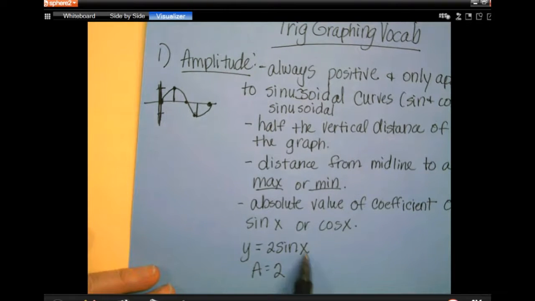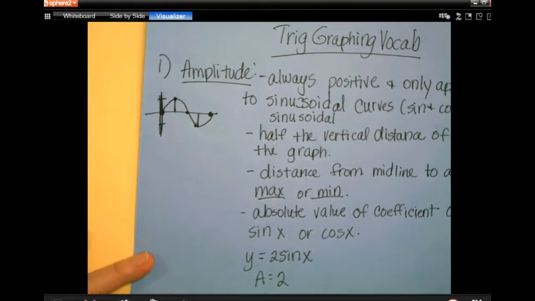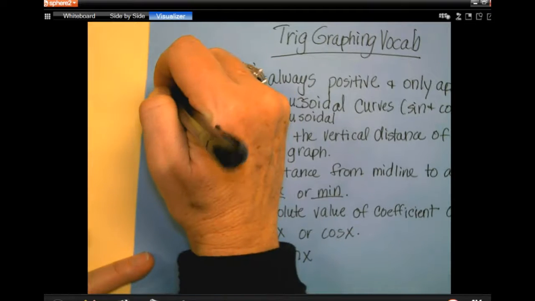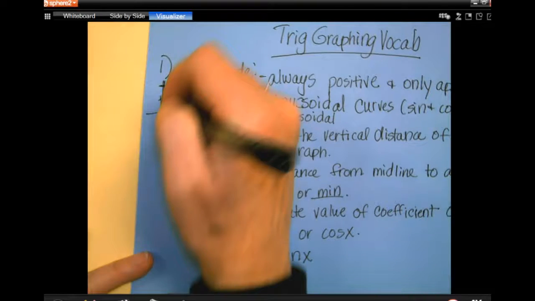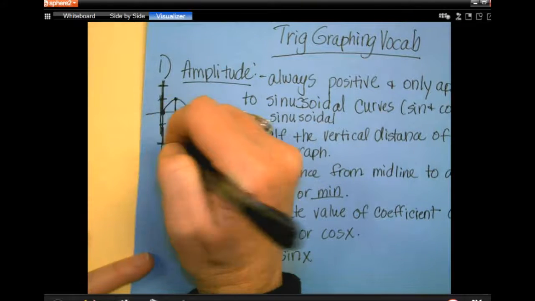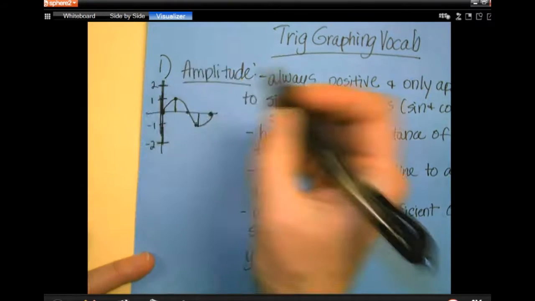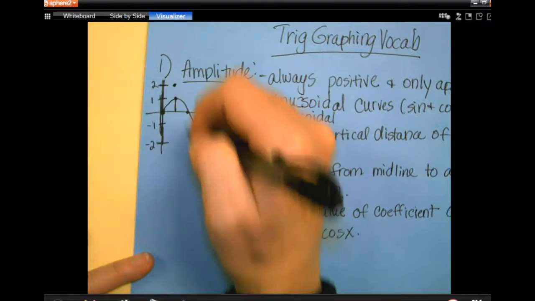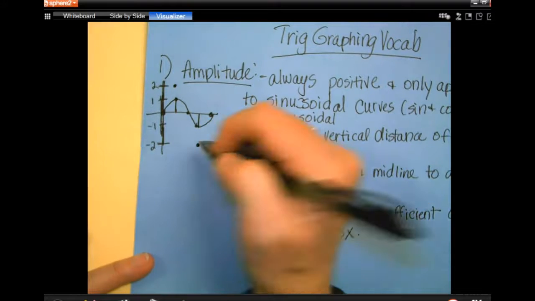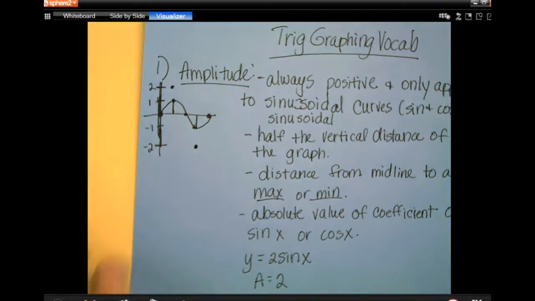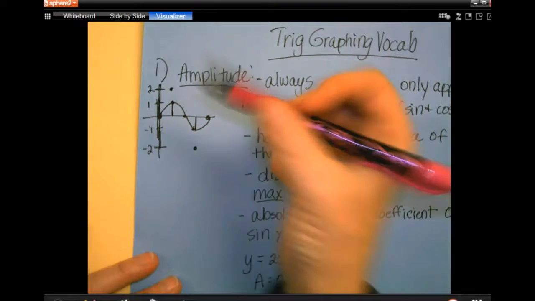So if I was going to do 2 times the sine of x, what's my new maximum? 2. So it would be positive 2 and negative 2. So this would be here and this would be here. So my new curve would look like this.